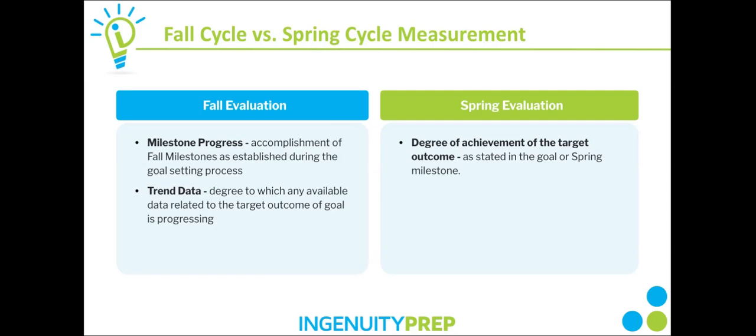Using both milestone progress and trend data gives us a more realistic picture of progress at this early fall point in the school year. In the spring, goals are measured against target outcomes as identified in the goal statement, or if need be, the spring milestone that was established as part of that goal setting process.